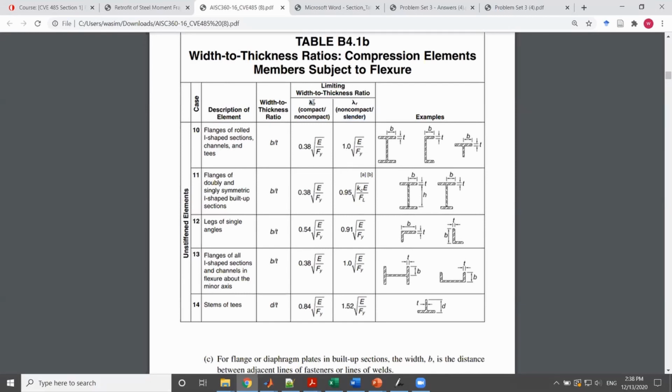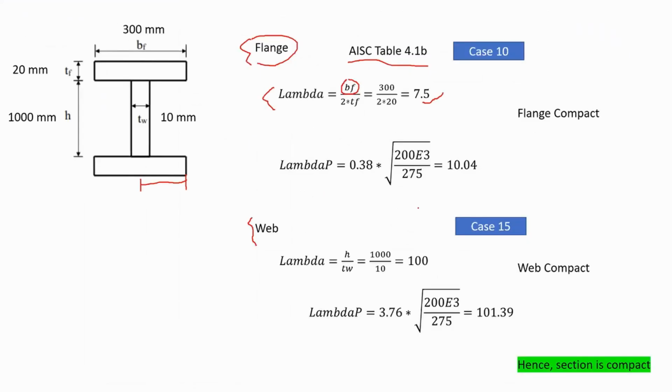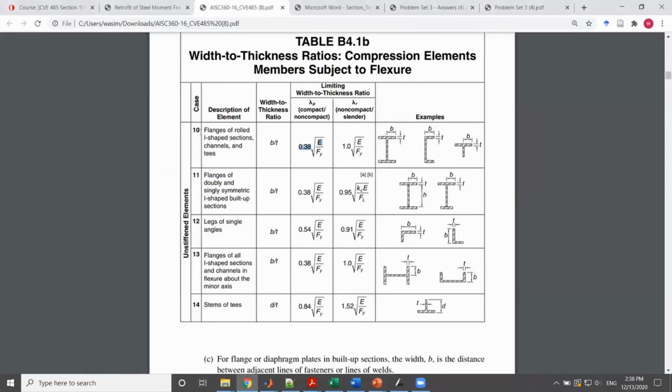So first of all, I'm going to check lambda p. Here it says that the equation is equal to 0.38 square root of E divided by the yield strength of the steel. So I substitute everything in here, and this value would be equal to 10.04. If you compare your lambda with lambda p, it is less, therefore the flange is compact. And we're talking about case 10, the case in the table.